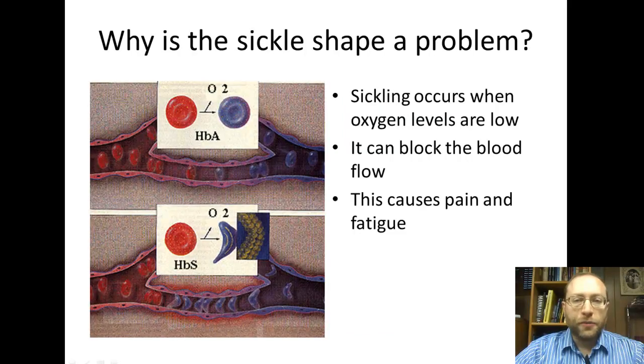Now here's why it's a problem. The sickling of the blood cells occurs when oxygen levels are low. This could occur frequently, like say if you're exercising or something like that. And what it can do is that the sickle shape can block the flow of the blood, and that can cause pain and fatigue.